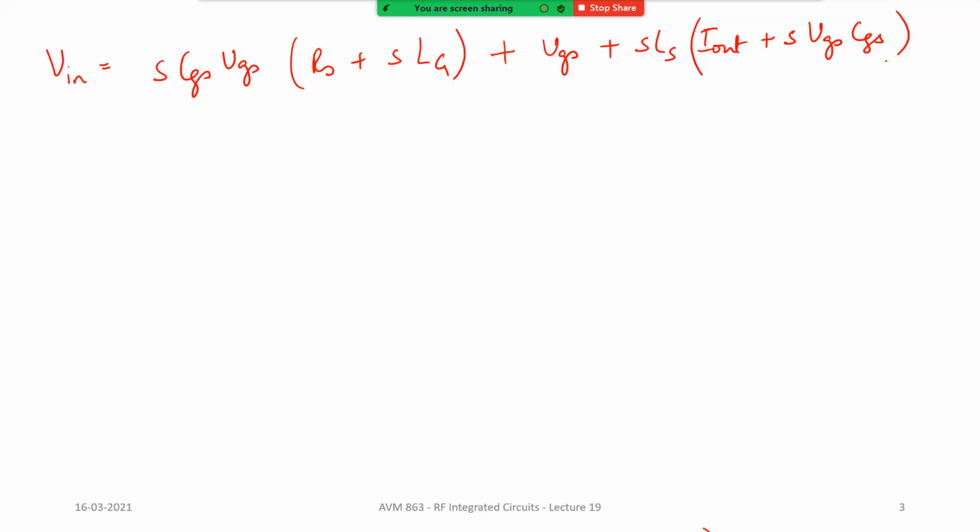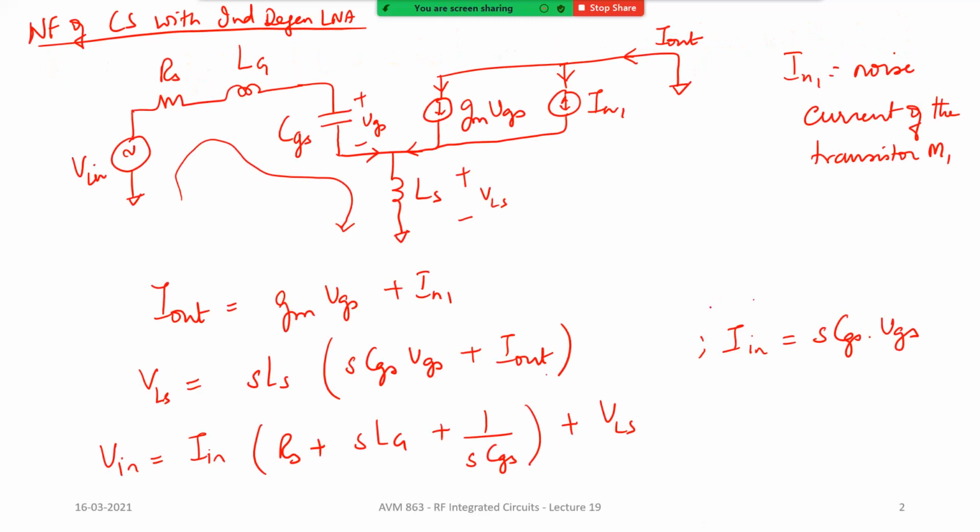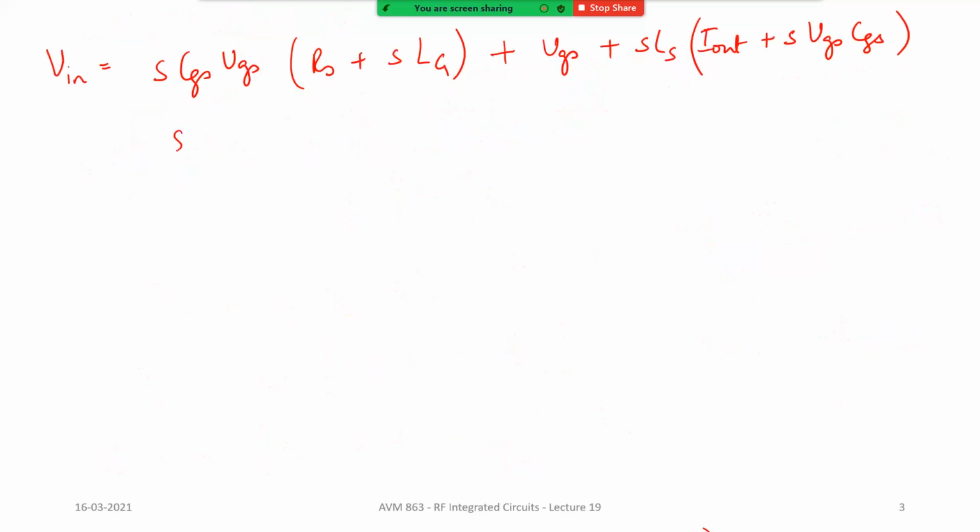Now let us substitute for VGS from the previous equation. So from here, what can we write? VGS can be written as what? I out minus I in, or rather not I in, it is IN1, the noise current, divided by GM. Okay. So let us substitute VGS from, let's say, this is equation 1. Okay. Substituting VGS from equation 1, what will you get?